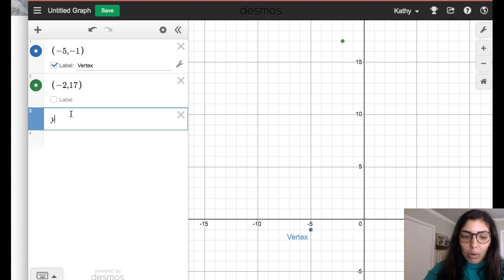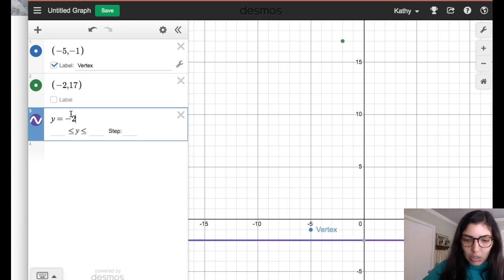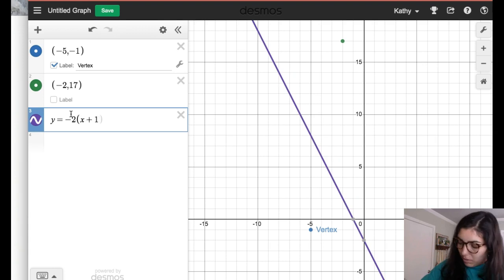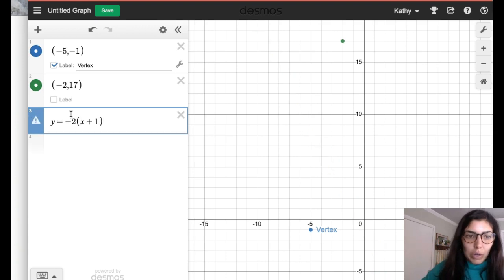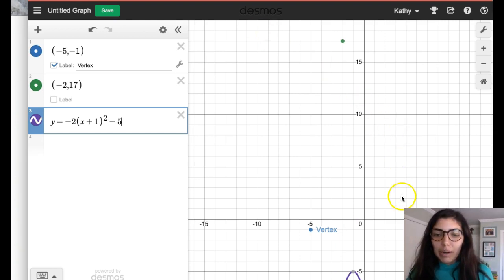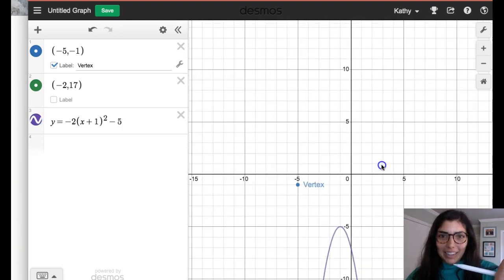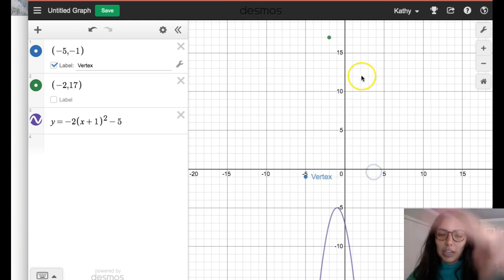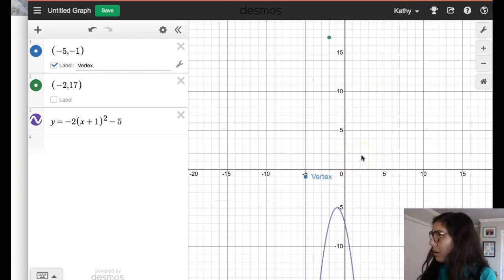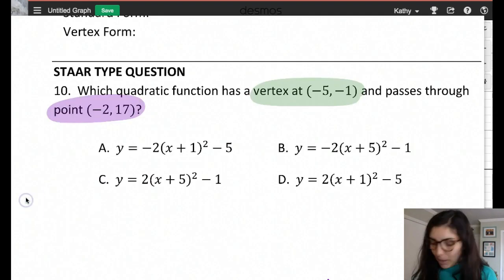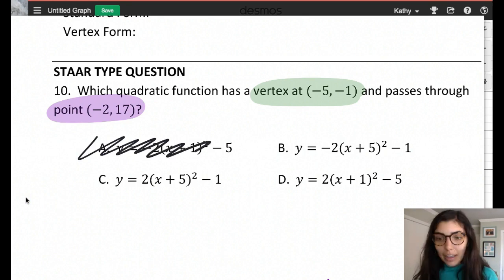Here's A, y equals -2(x plus 1)² minus 5. Yeah, that parabola is like way down there. Do y'all see it? That doesn't even come close to going through my vertex and the point. So we are going to eliminate answer choice A. Big O cross through. It's not that one.